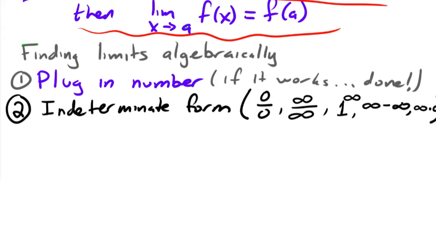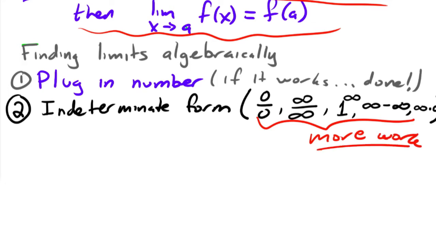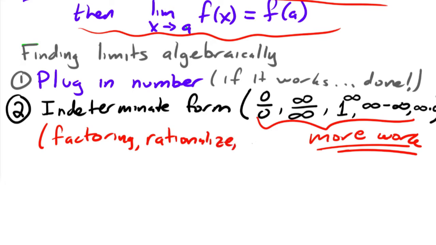what this means is you have to do more work. So if you get one of these, you have to do more work. And we're going to show with examples what that means. So you basically do some algebra. Some of the more work could be factoring. Sometimes you have to rationalize, and so on. There are different cases, and we'll go over quite a few of them.